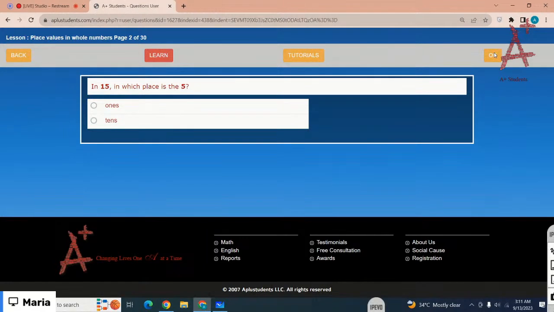In 15, in which place is the 5? 1 or 10? Which is the correct option? The rightmost digit is always at the ones place, right? Very good. 5 is at the ones place.